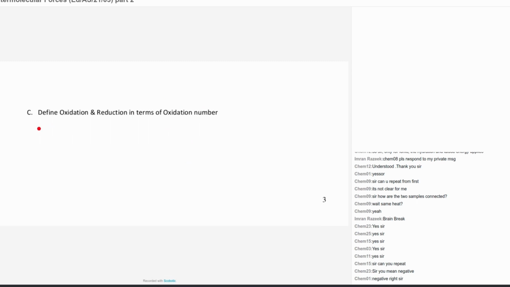So you can define that here. Increase in oxidation number requires losing of electrons. Therefore, it is oxidation. You can copy these two examples.